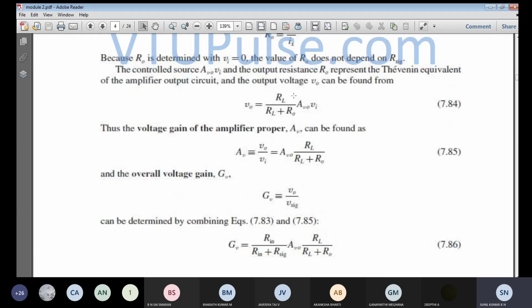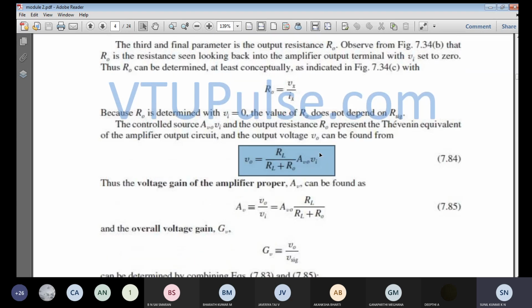The output voltage is AV0 into Vi. AV0 is nothing but the unloaded gain, so AV0 into Vi is the unloaded output voltage. AV0 means the gain without RL, and gain multiplied with input voltage is the output voltage for the unloaded case. If that is multiplied by RL divided by the total resistance RL plus R0, that gives the final output voltage V0. This is how we find it when the load resistance is present. With this I will conclude today's session.